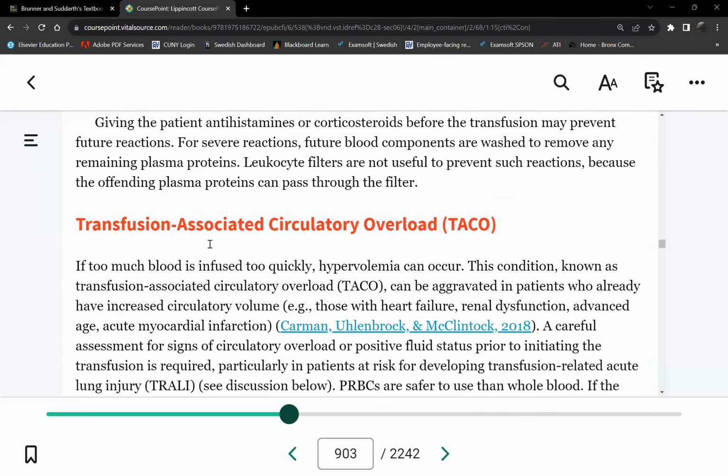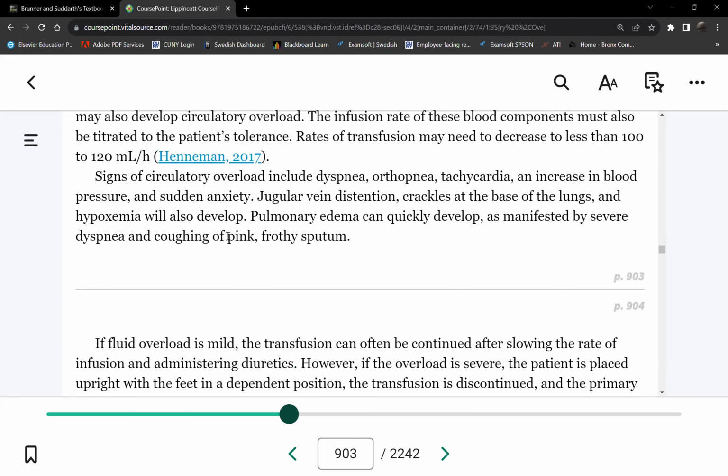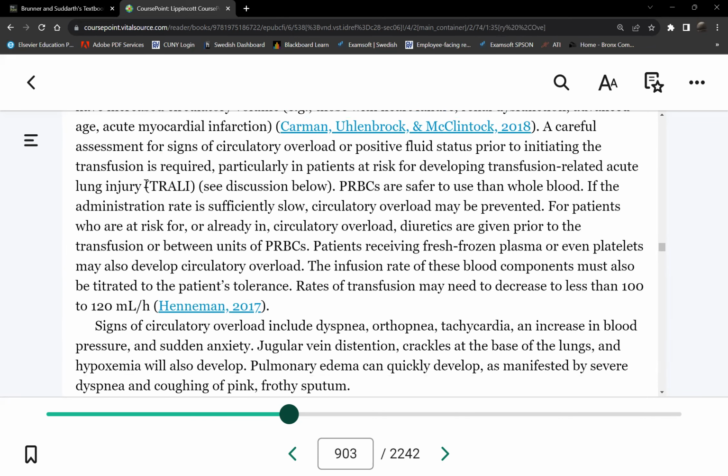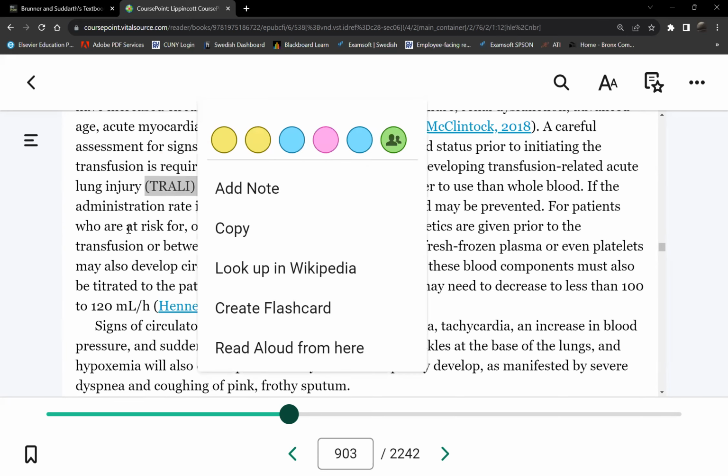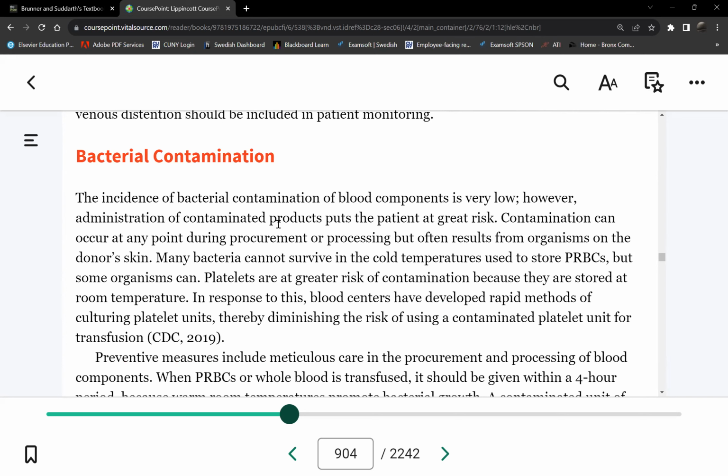So there's allergic reaction, fluid overload, or TACO. There's also lung injury, which is pretty serious. Bacterial contamination is the only type of reaction that you can get from an autologous blood donation or blood transfusion. What is an autologous blood transfusion?